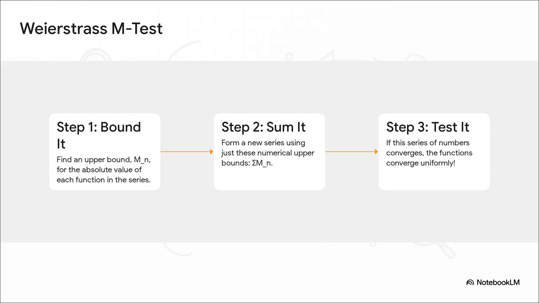Instead of having to wrestle with this complex, infinite series of functions, it boils the whole problem down to 3 simple steps. First, for each function, you just find a single number, M sub n, that's bigger than the function is anywhere, an upper bound. Second, you make a whole new series just out of those numbers. And third, this is the magic part. If that simple series of numbers converges, then you are guaranteed that your original complicated series of functions converges uniformly. It's an unbelievably powerful and practical tool.